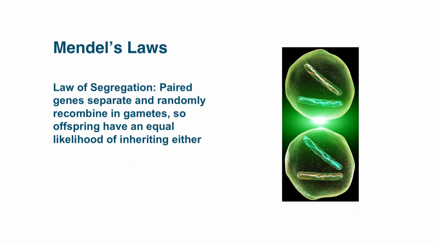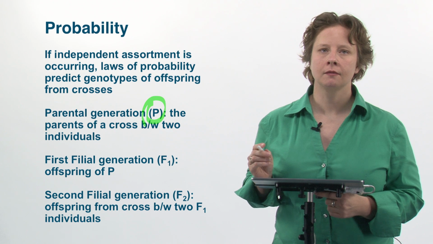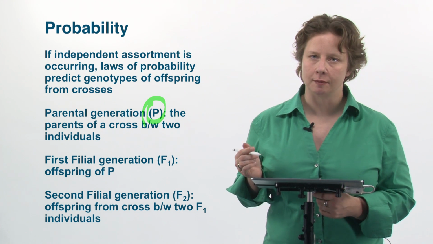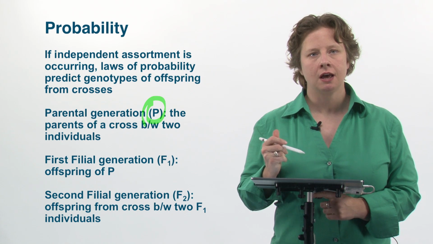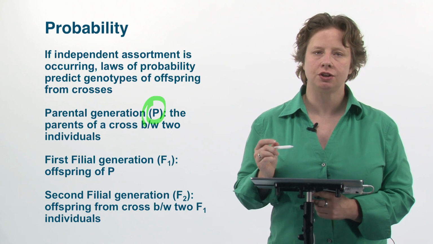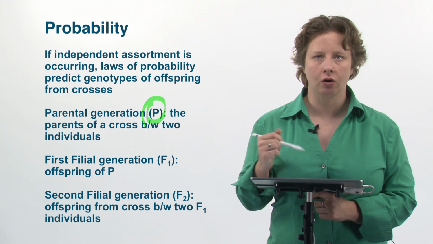The second of Mendel's laws is the law of segregation. This says that paired genes separate and randomly recombine into the gametes so that offspring have an equal likelihood of inheriting either one. So that brings us to the concept of probability. If independent assortment is occurring, the laws of probability predict the genotypes of offspring from the crosses.